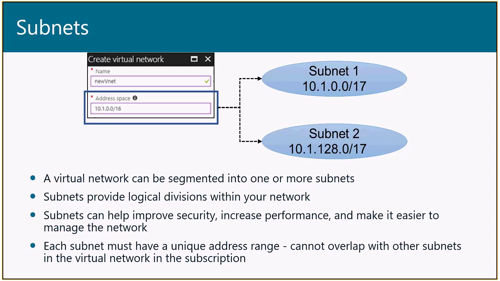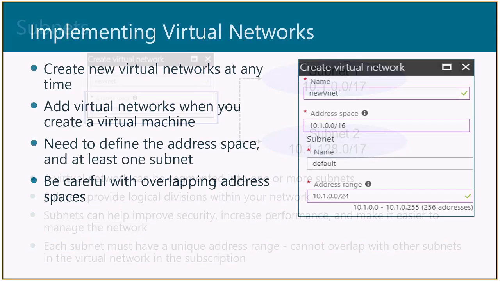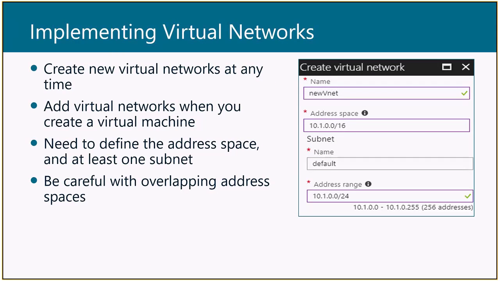So when you go into the virtual network, notice that there are 2, and even though they're both /17, this is the 10.1.0.0 range. This is 10.1.128.0. So that's a different subnet. You break it down into multiple subnets, and each subnet has its own range. Within your network, you cannot have overlap. And again, this is not an IP addressing class.